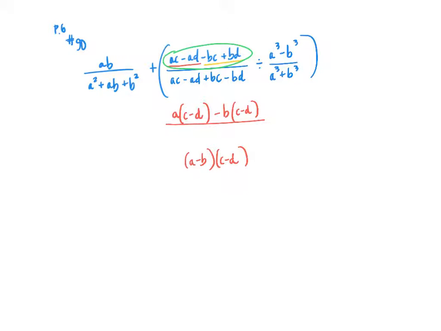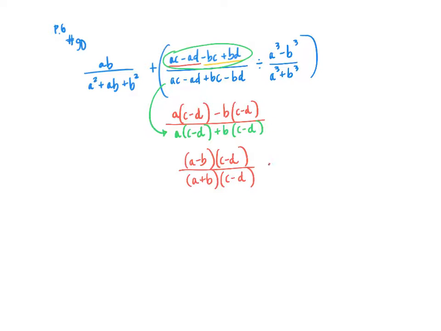Now I'm going to do a similar factoring by grouping with the denominator. So I'm going to be able to factor out an A, and that's C minus D. And then I'm going to be able to factor out a positive B, which is C minus D. So my denominator looks to be like it's going to be A plus B times the quantity C minus D.